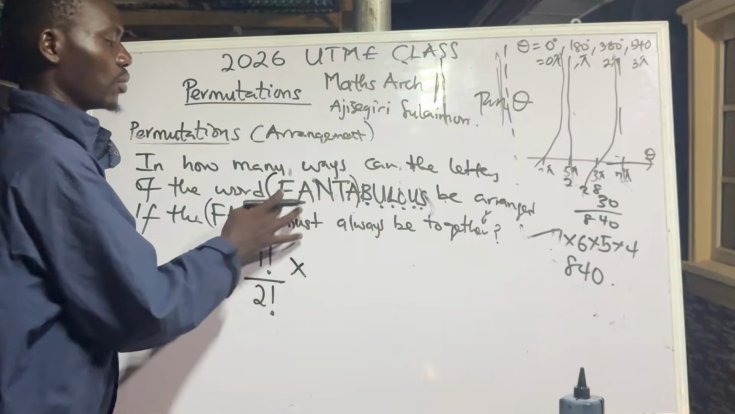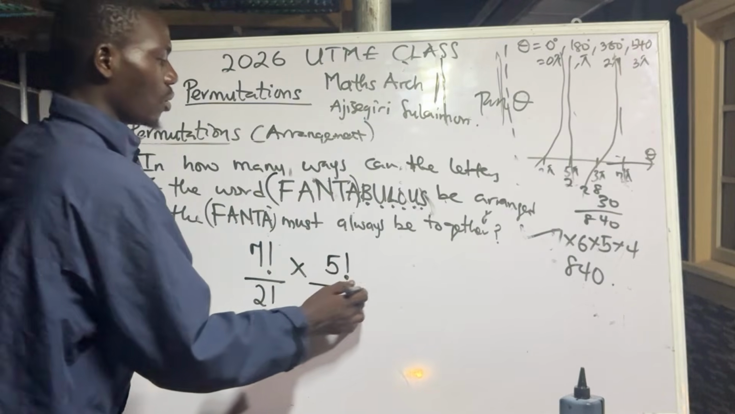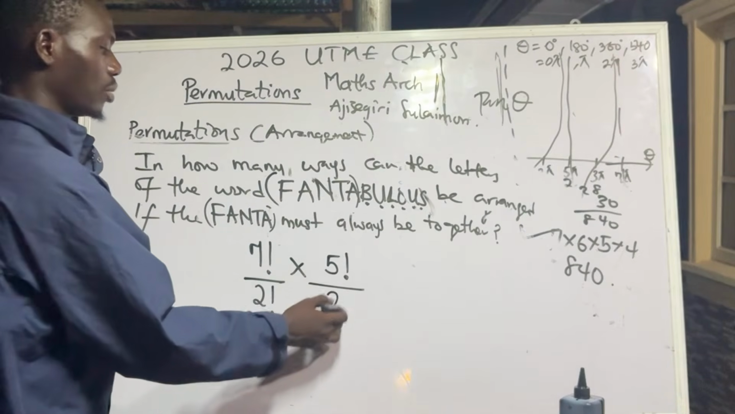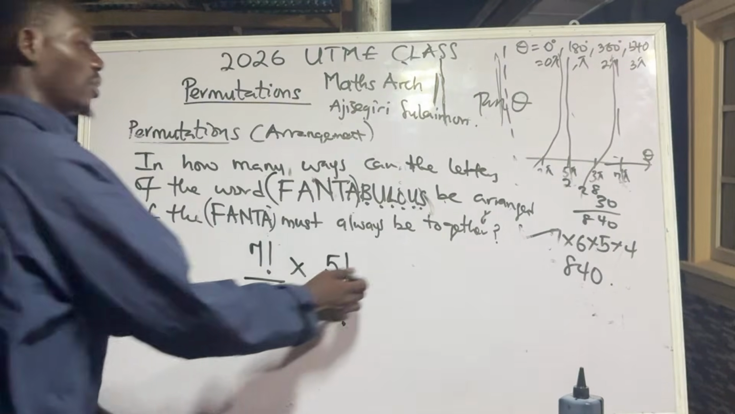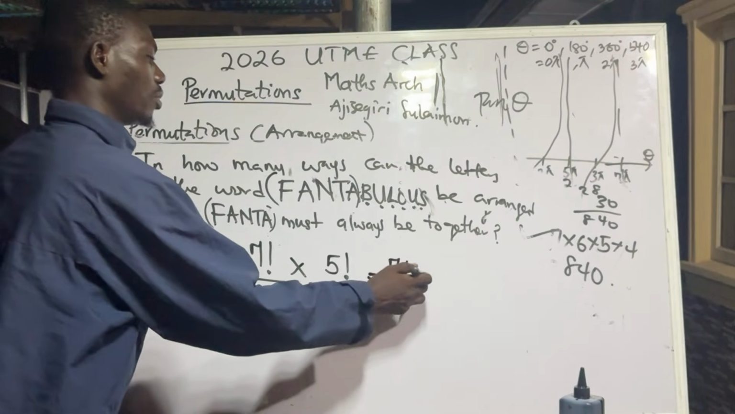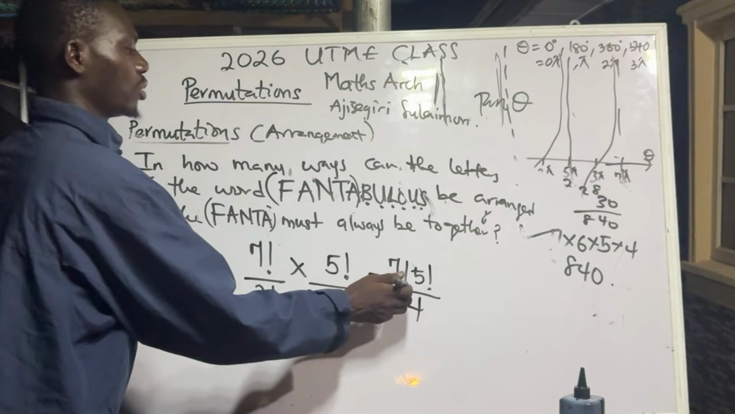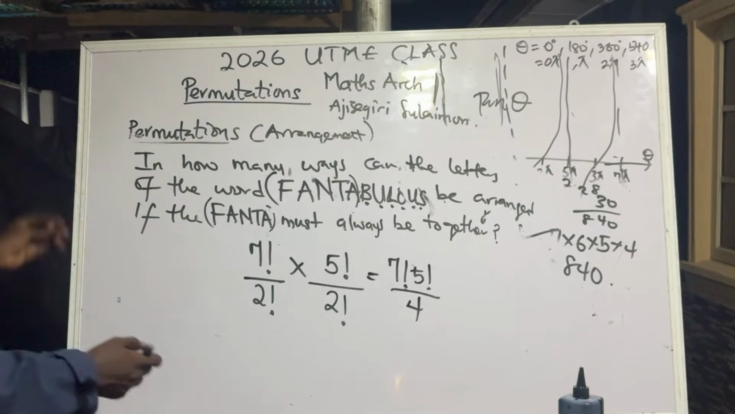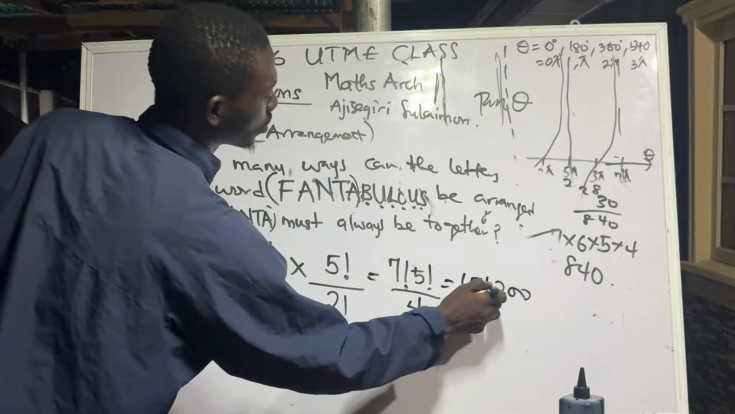How many letters do we have here? 1, 2, 3, 4, 5. That's 5 factorial over, is there repetition here? Yes, the A got repeated twice. That is 2 factorial. So the answer will be 7 factorial times 5 factorial over 2 factorial times 2 factorial. So you can do this one, and you get your answer: 151,200.